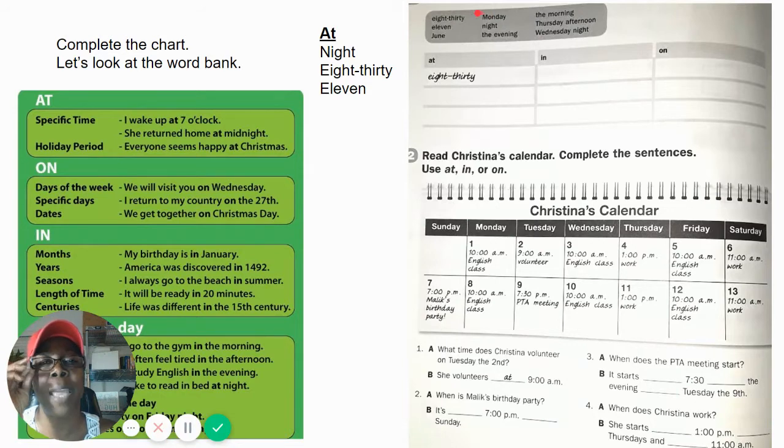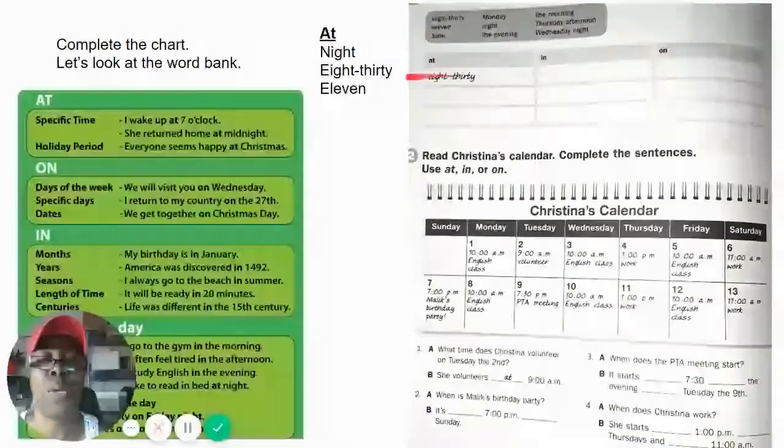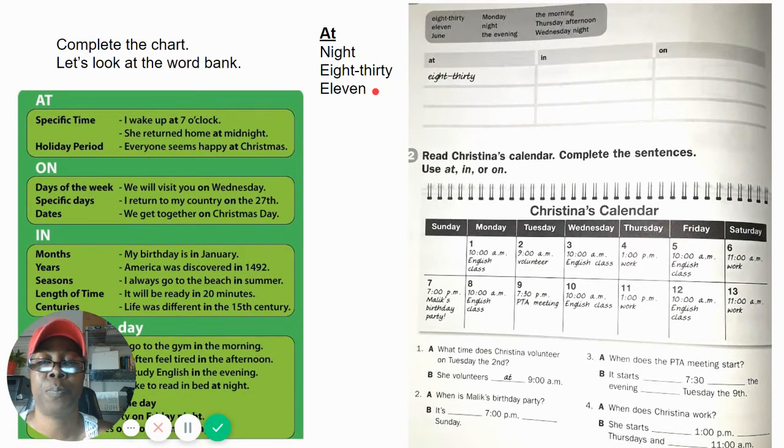Okay, so let's look at the word bank and find the specific times that we would use at. So we would say at 8:30. I eat breakfast at 8:30. I go to work at 8:30. Another specific time, night. I go to sleep at night. I watch TV at night. And then another one is 11. I eat lunch at 11. I have a meeting at 11. Okay, let's get together at 11. So the words that we would put under at would be 8:30, night, and 11.